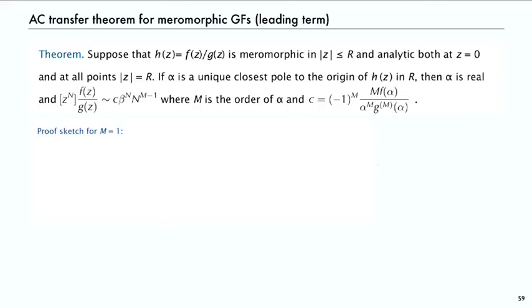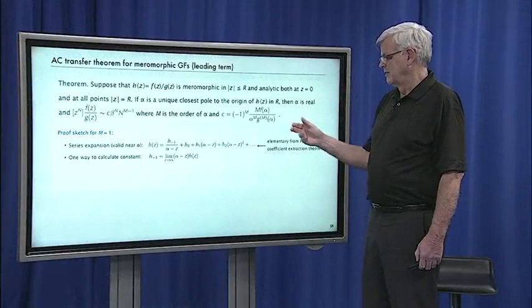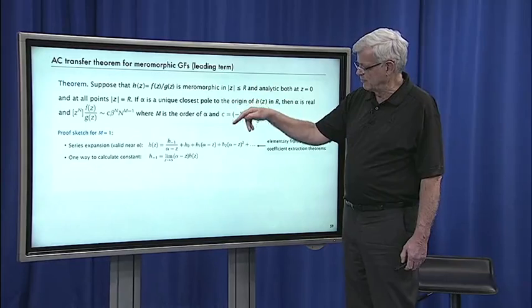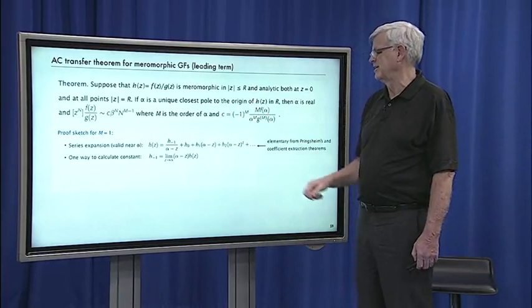That's the theorem, and this is just a quick proof sketch. So near the pole, we can expand the function in this way. And again, since it's a pole of order 1, we're just going to prove it for m equals 1. We just have the one term h minus 1 over alpha minus z. So you want to calculate h minus 1. One thing you can do is take the limit as z goes to alpha of alpha minus z times h of z.